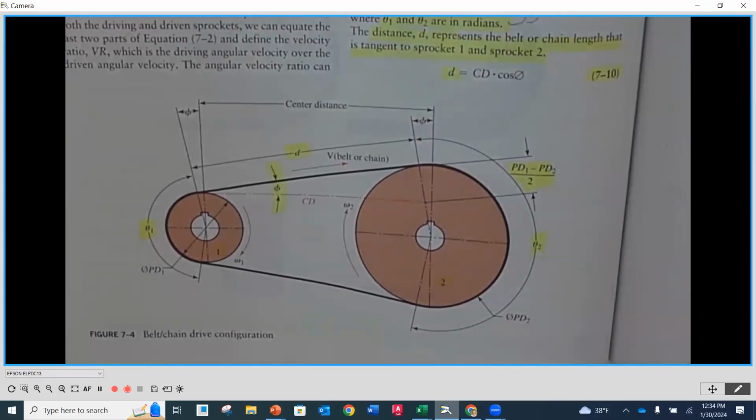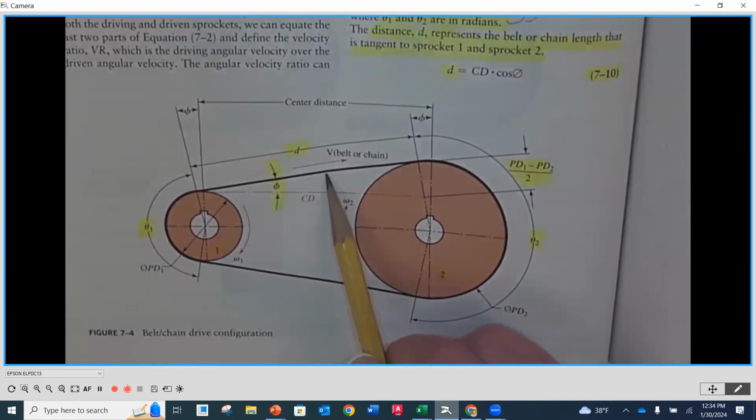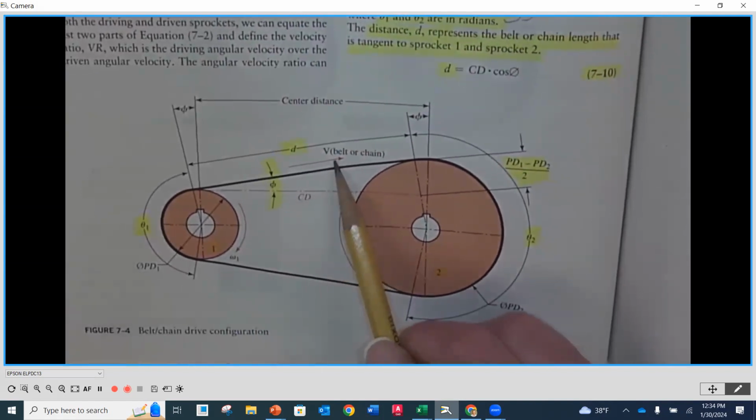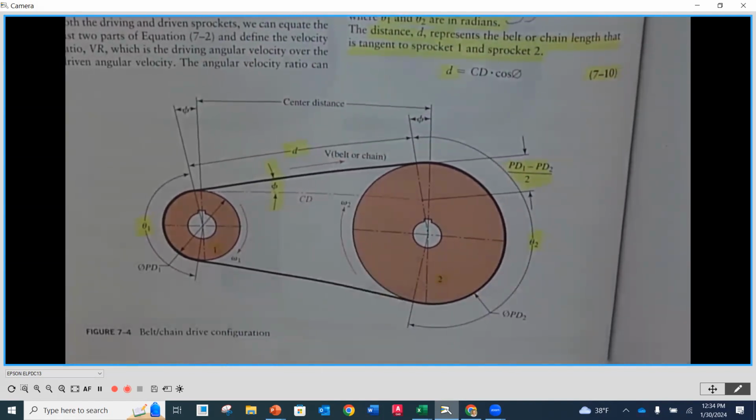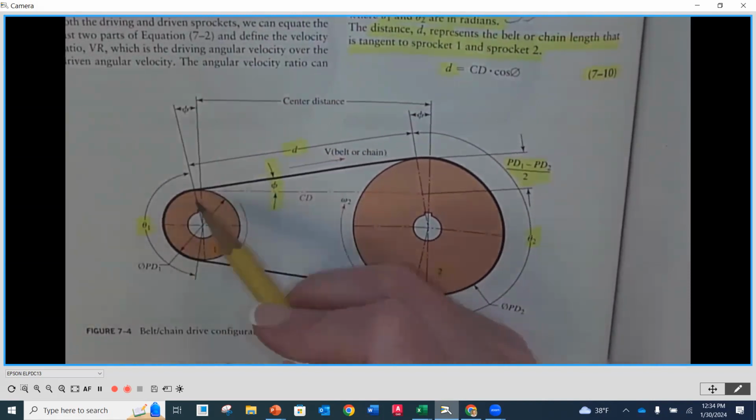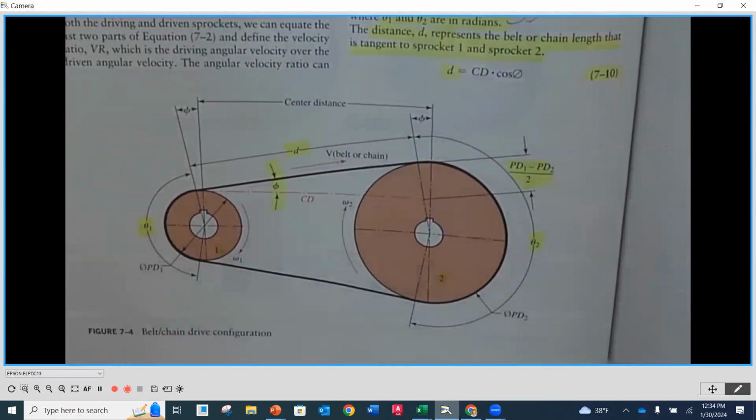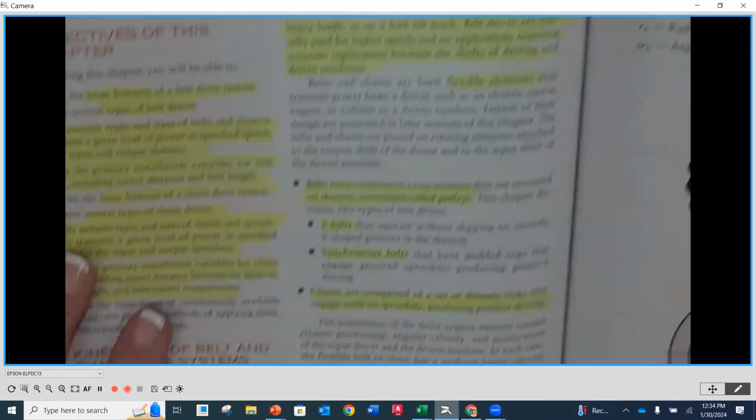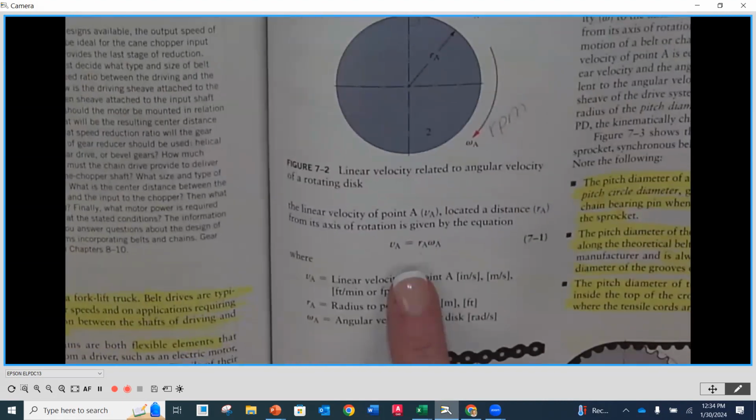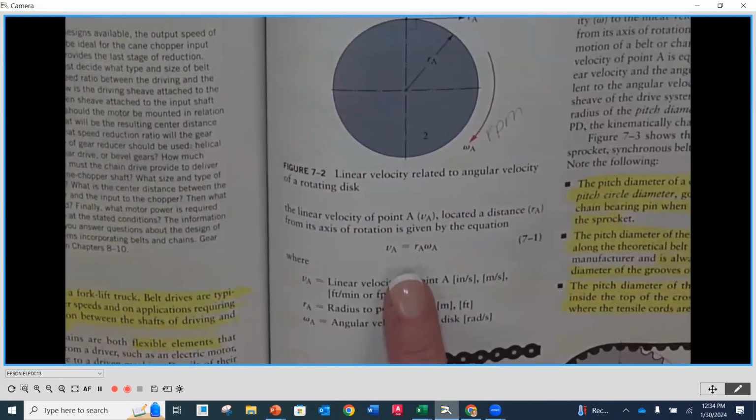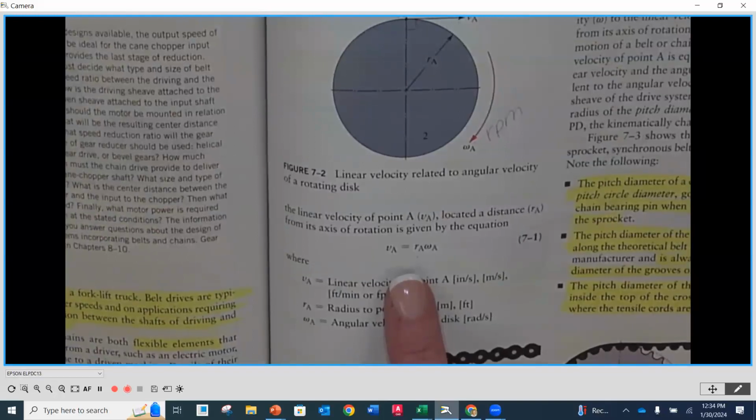When we look at belt speed, that's going to be V right here. That is going to be the very same number as we rotate around here and we have straight line velocity. That's what the belt speed is going at. It's that V value. So back over here, this V is how fast that belt is going. So that's going to be an important number for us.